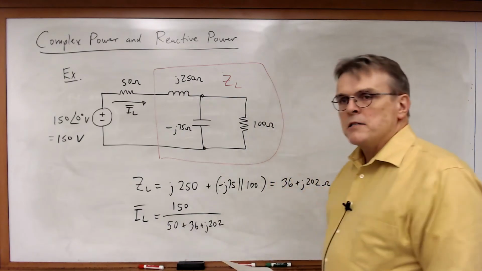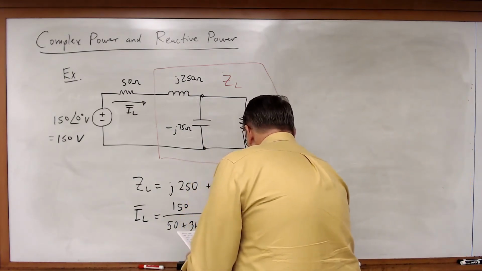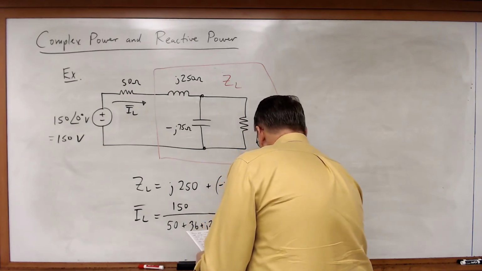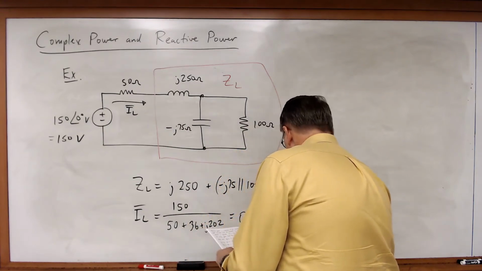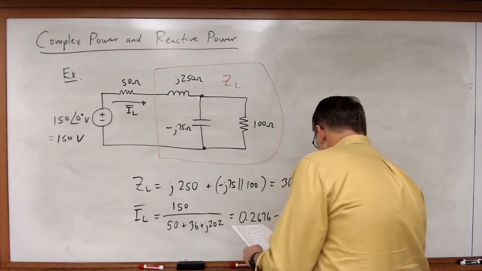So there's my I sub L. Once again, I calculate this. I will get 0.2676 minus J 0.6286 amps.